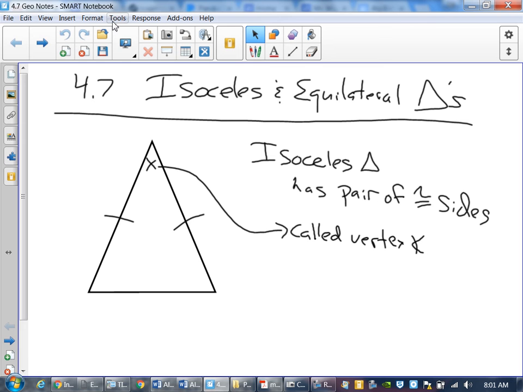Their angles. A couple extra little bits of information about isosceles and equilateral triangles. One of them is going to be called what's called the vertex angle. Okay.